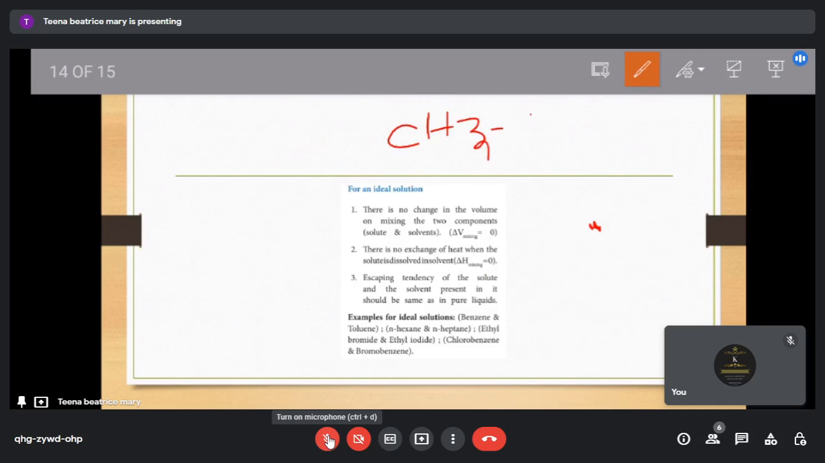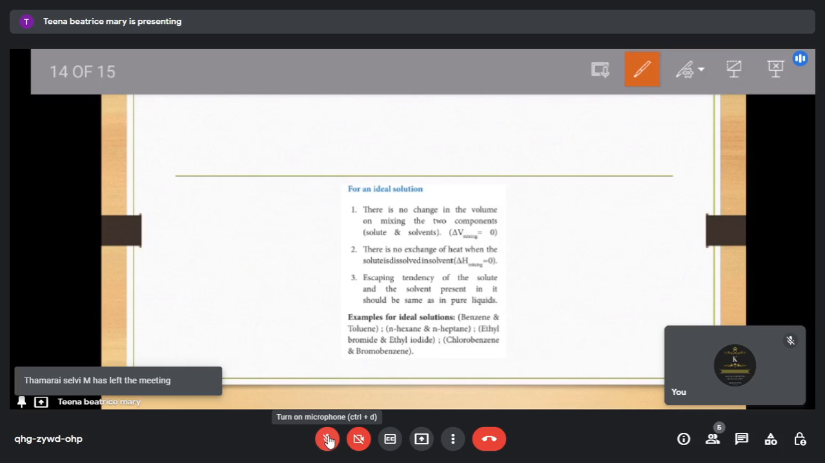Sir is taking that class, so I am watching those videos. With 6 carbons, there is no big variation between n-hexane and n-heptane. By molecular formula, only 1 C and 2 more H's are added, just one CH2 difference. So there is not much difference between the two components, solute and solvent, and the molecular structure does not differ much. That is said to be an ideal solution.